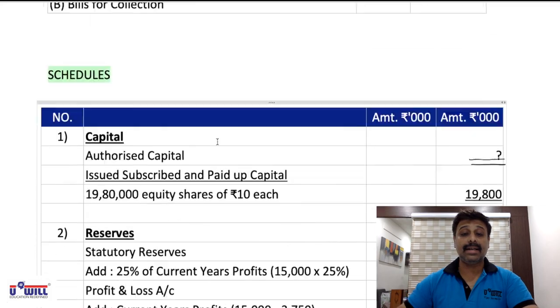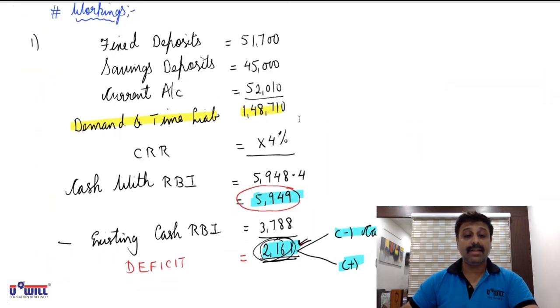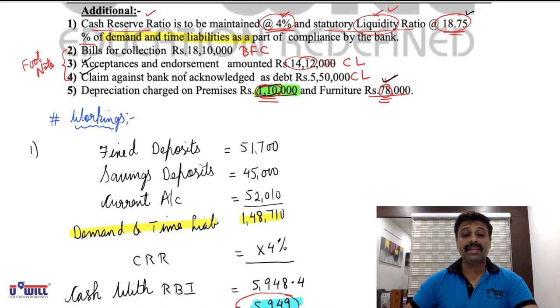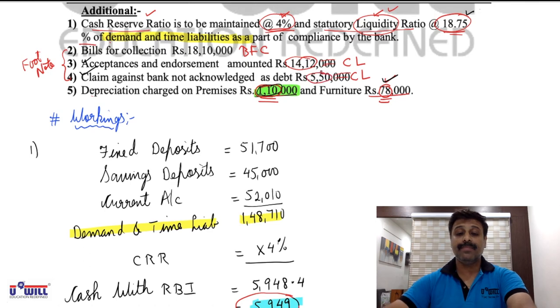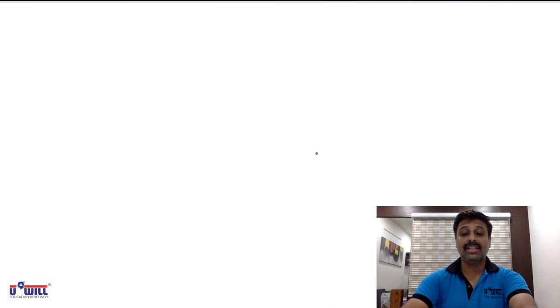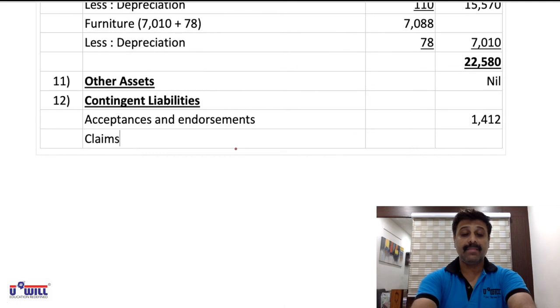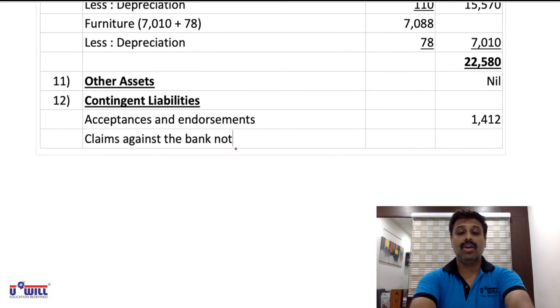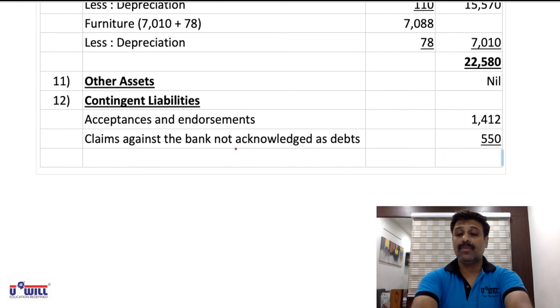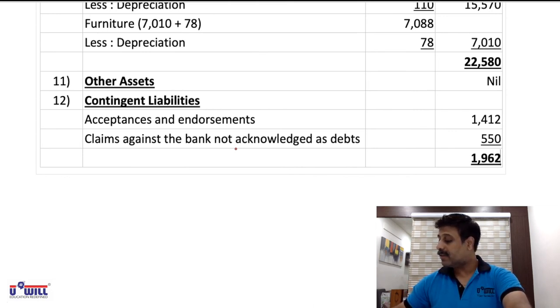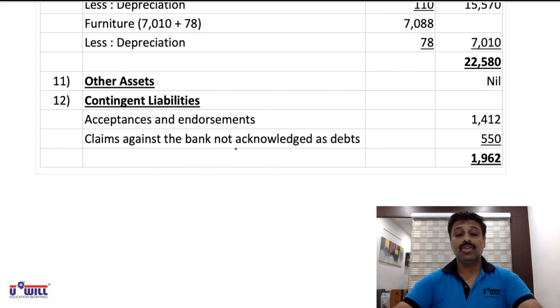And then what is the other contingent liability marked item in the adjustment? Adjustment number 4. Claims against the bank not acknowledged as debts. Again, if you cancel this 1,000, it is 550. So total will come to 1412 plus 550, 1962. So all the schedules are done.